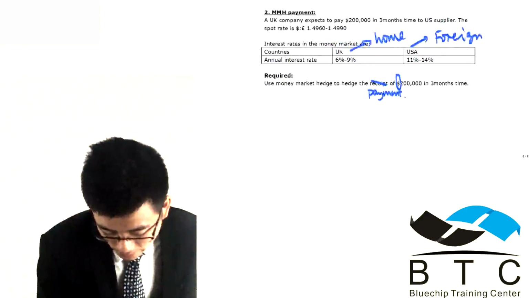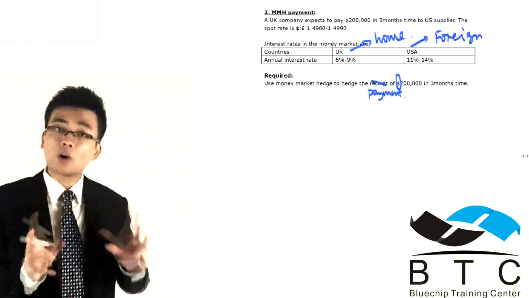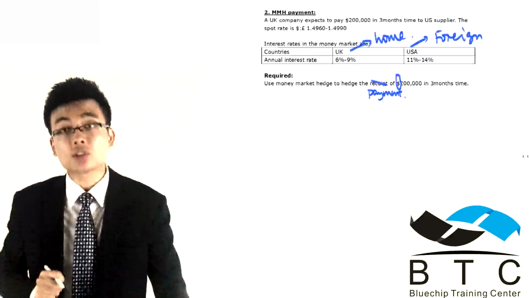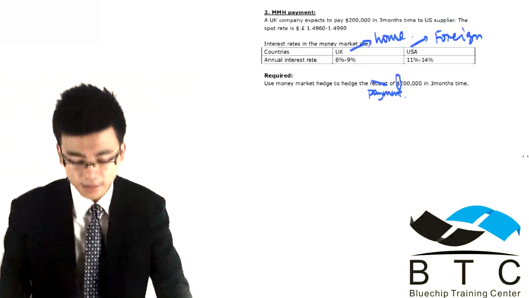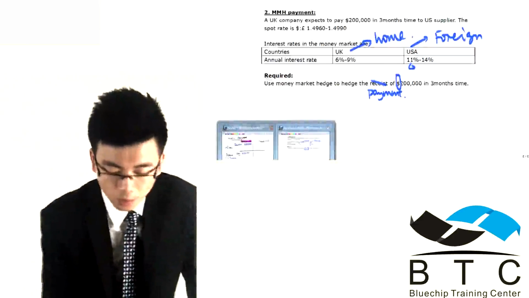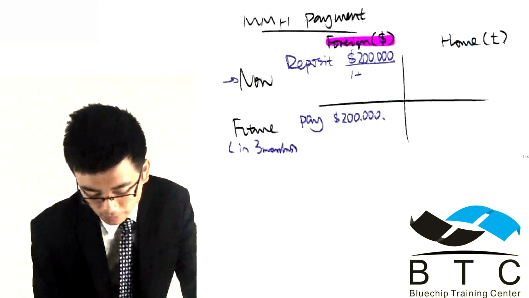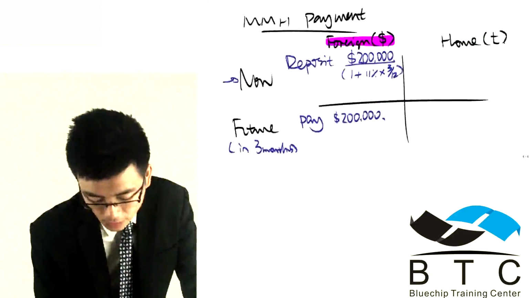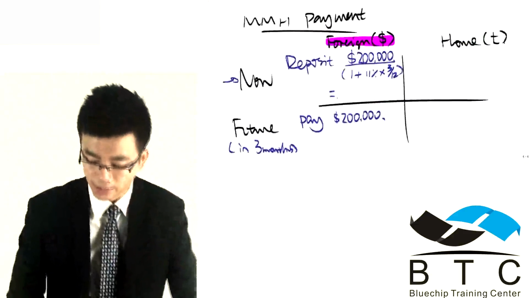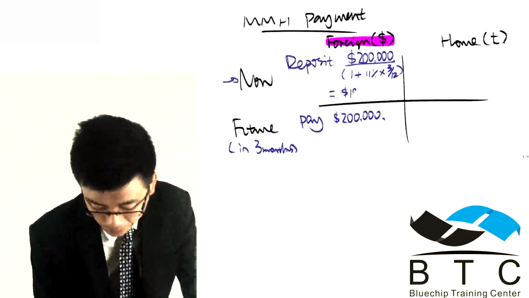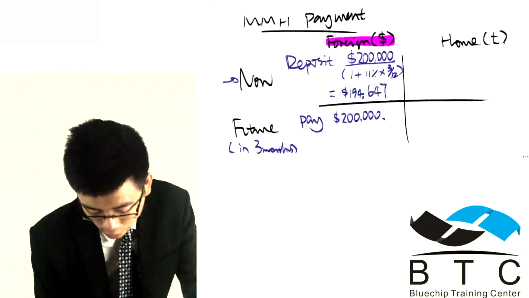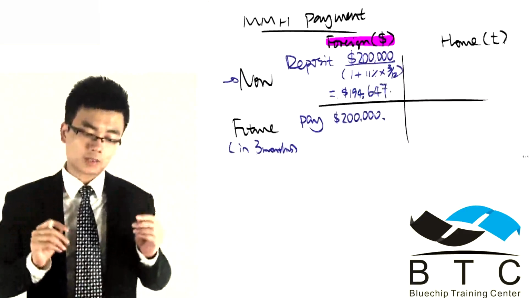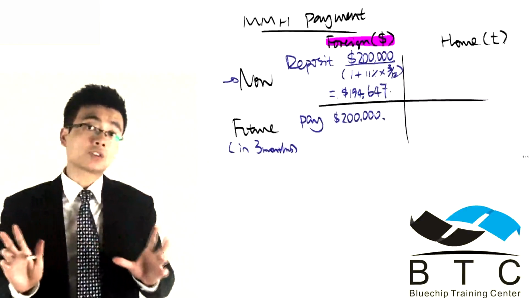This is home. Because we're going to deposit, we are going to use the deposit rate of 11% rather than 14%. Because it's relating to 3 months, the deposit amount of money we're going to get is 194,647. Fine. So we need to deposit 194,647 today.